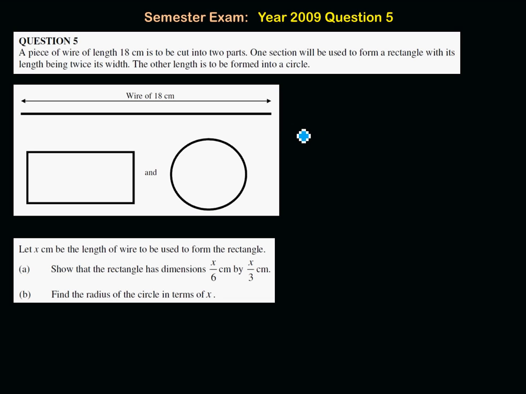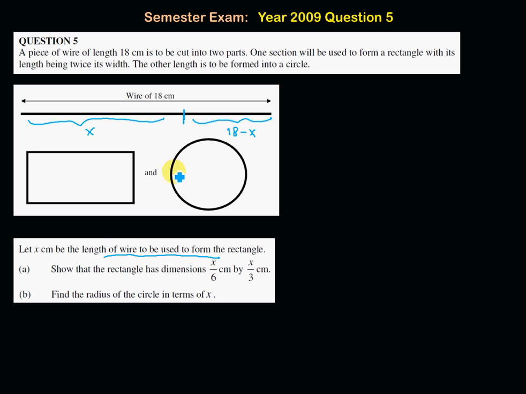Right, so now this wire here is going to be cut into two parts. We let x be the length of the wire used to form the rectangle. So the length from here to here is x, and since the length of the wire is 18, the length from here to here is going to be 18 minus x.